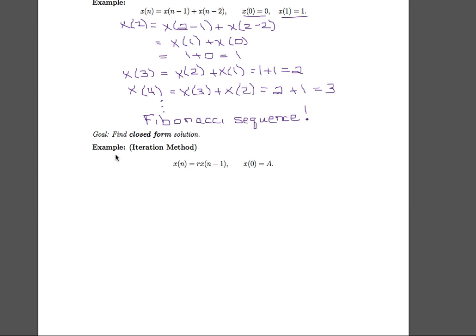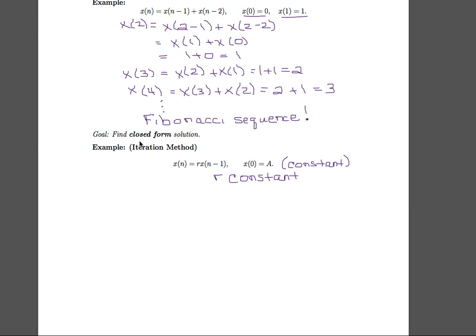All right, so the example that we're looking at starts off with the recurrence relation x of n equals r times x of n minus 1. And here I want us to be sure that we know that r is a constant. And we also have the initial condition that x of 0 equals a, where a is also some constant. So again, I just want to point out that because we referenced one previous time step in our recurrence relation, we have one initial condition.